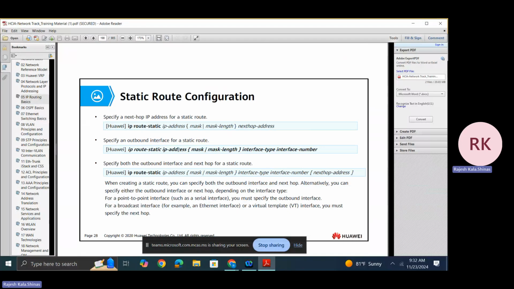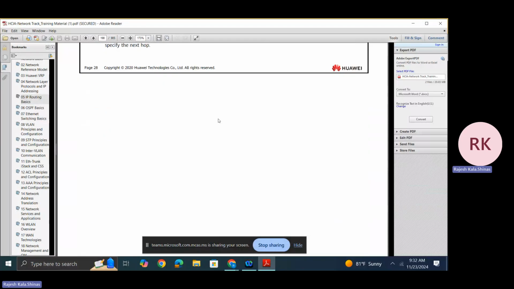IP route static, IP address, mask length, interface type, interface number. You can specify both. I mentioned next hop and interface inside. I'll show you the example.